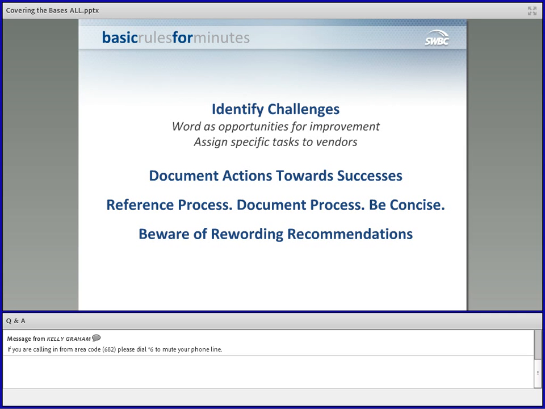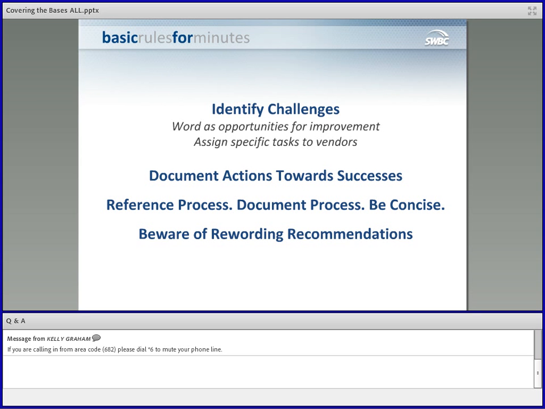No matter what the issue is, if it's a fund replacement, if it's a communications effort, if it's an issue where something was submitted late, no matter what it is, assign specific tasks to your vendors. That's why they're there. In connection with documenting the challenges, be sure to document actions that have been taken towards successes. Documenting completion of a task or resulting success is as important, if not more important, than documenting the issue in the first place.